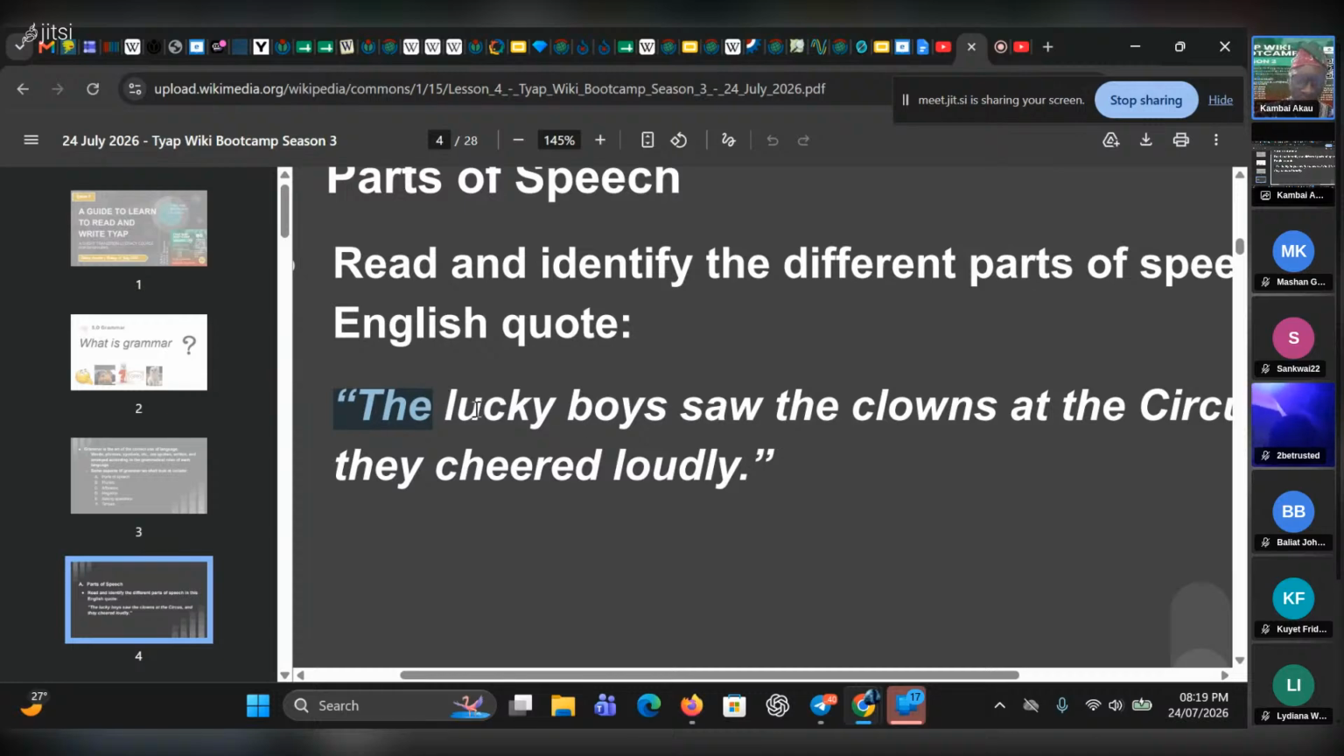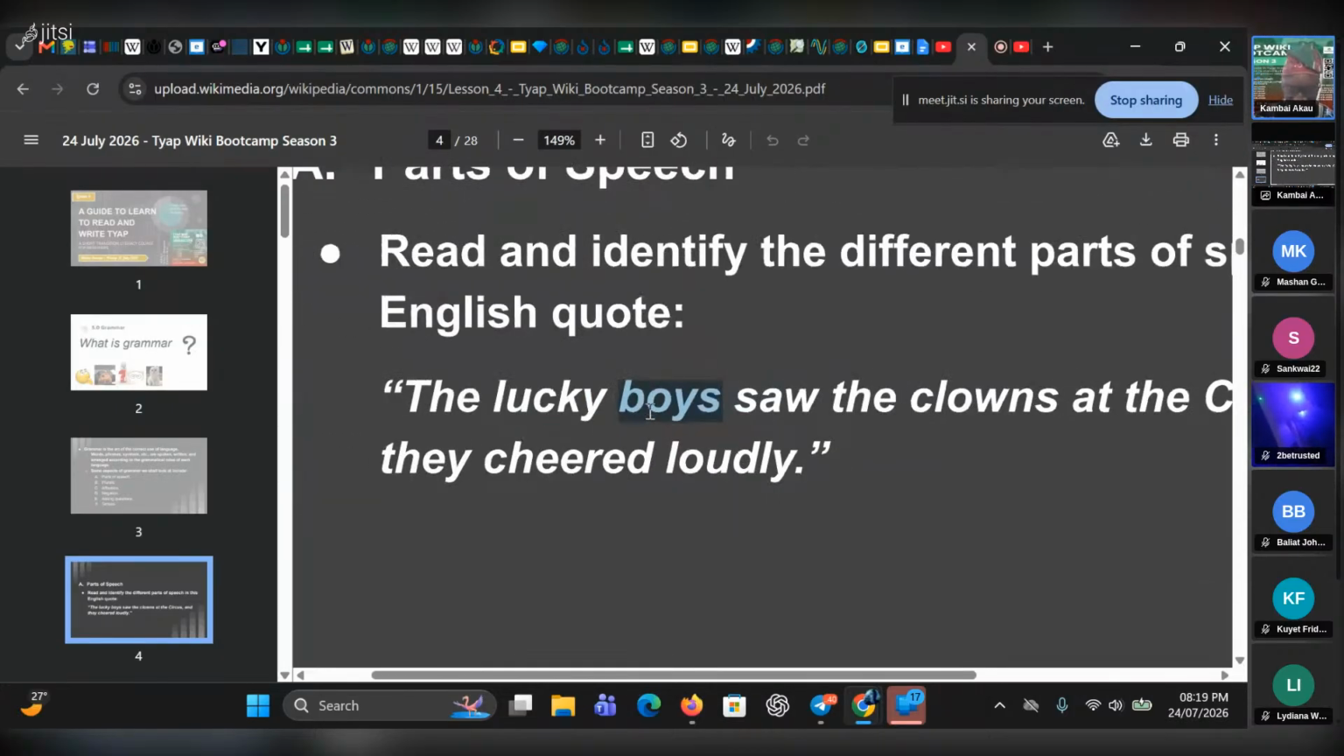And then the SVO here, if you say "the lucky boys," the people who we are talking about, that is the subject if it is a singular. So boys here is our subject. And then we have "saw." This is an active word, so this is a verb. So automatically we have our S, which is our subject, we have our V, which is our verb, and then we have the object, which is clowns. So this is the thing being talked about. This is the thing that is doing the action, and this is the thing being talked about. The action doer, the action, and then the object, which is the thing being talked about.